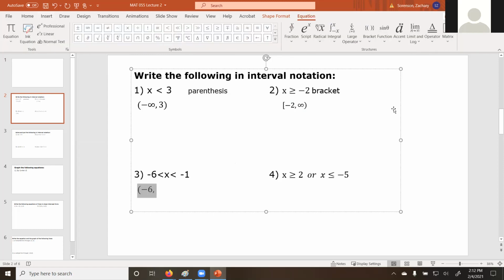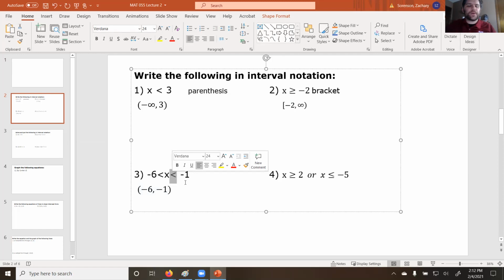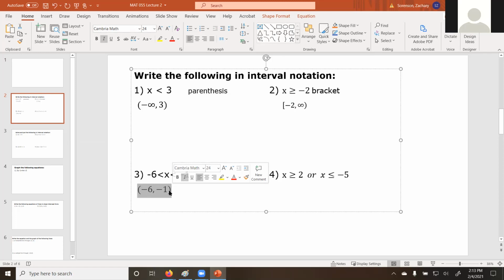And then what's the biggest number X can be? It can't actually touch this number, but we'll get really close to it as well. -1. Yep, parentheses on both of them because it's strictly less than. I don't have any less than or equal to. Great, and so that happens a lot. We get this sandwich between numbers. If X is greater than -6 and less than -1, these are all the values X can be. They can be anything between -6 and -1, not equal to those numbers, but anything between those two numbers. Everyone good with that?